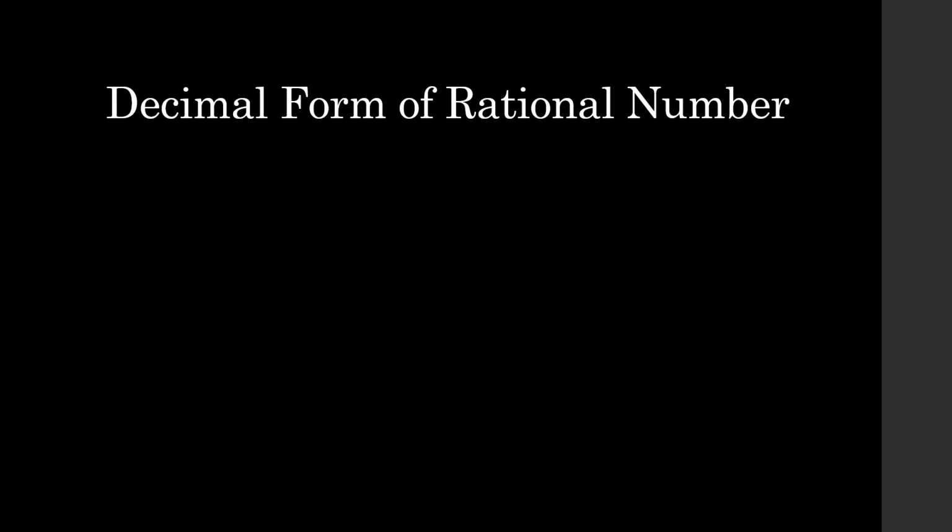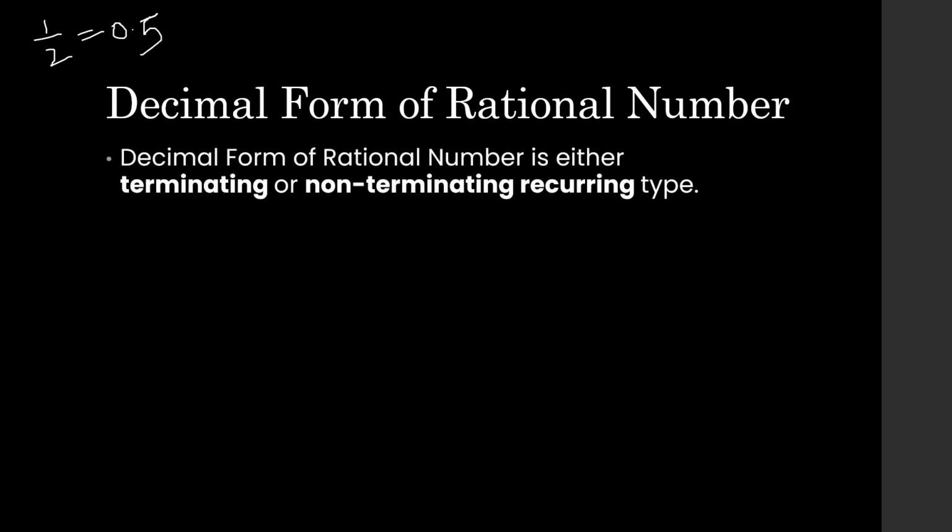Let us discuss the decimal form of rational numbers. Since rational numbers are fractions, we can write them in the form of decimals. For example, we can write 1 by 2 as 0.5. 0.5 is the decimal form of a rational number. So there are basically 4 types in decimal form: terminating, non-terminating, repeating and non-repeating.